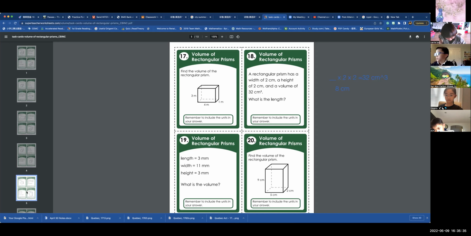Zapdos. Who's that? It's a legendary Pokemon, a Thunderbird of sorts. What is that? I can't see what that is. That's a Charmeleon. Oh, that is a little dragon that could do fire.